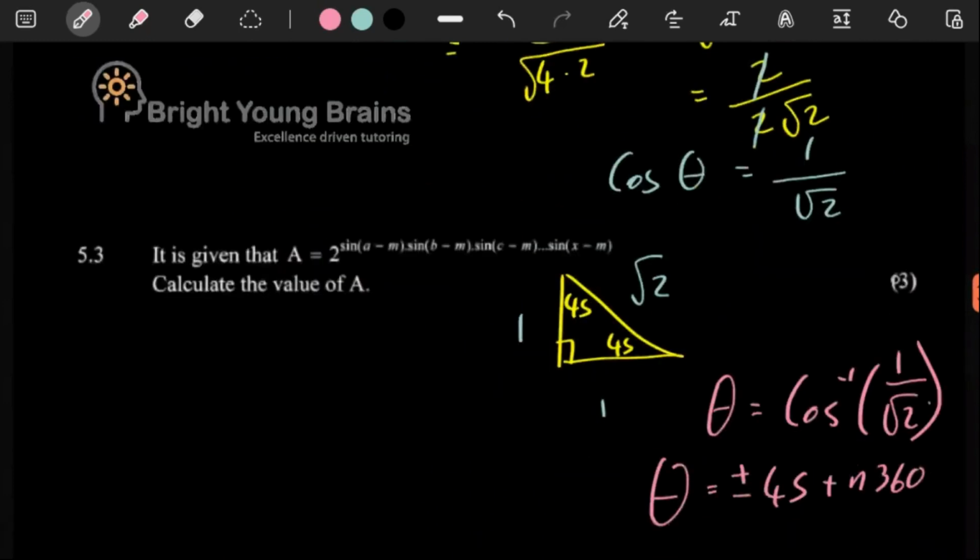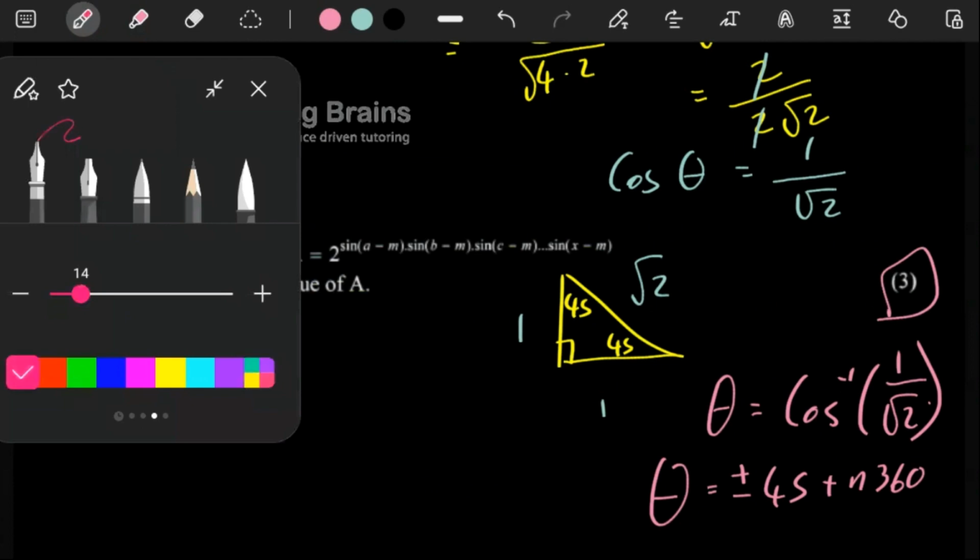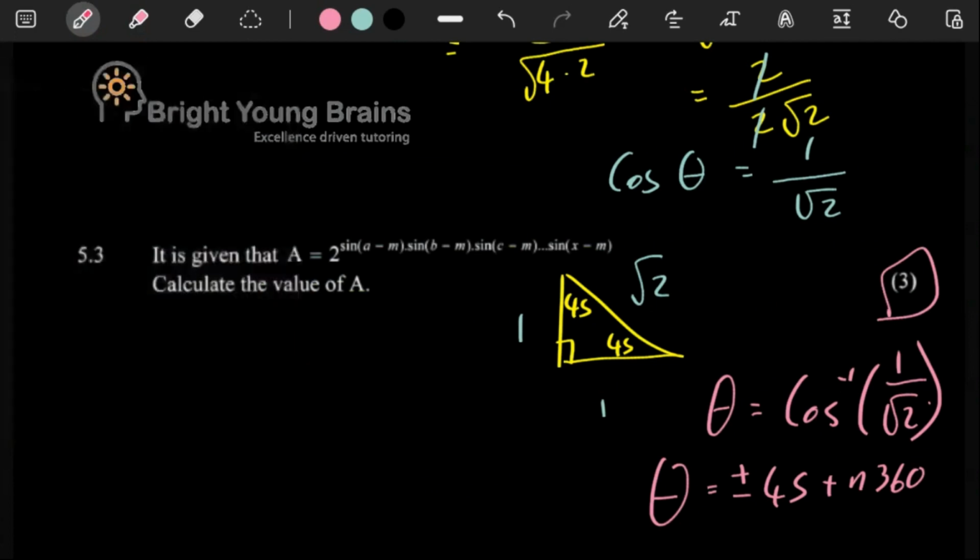For 3 marks, it's like, what is going on here? This question is just crazy. Let me actually pause and think, because let me read it first. It is given that A is equal to this expression, right? Calculate the value of A.